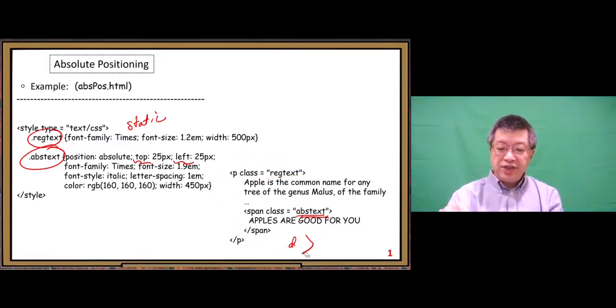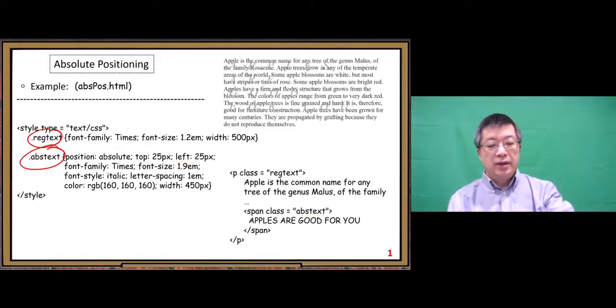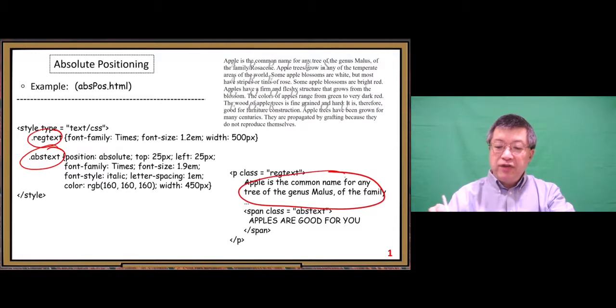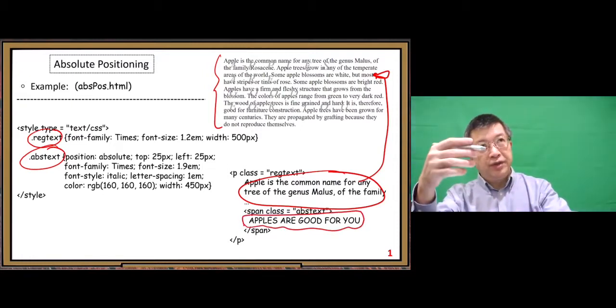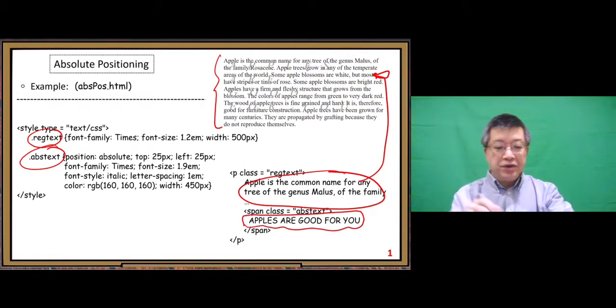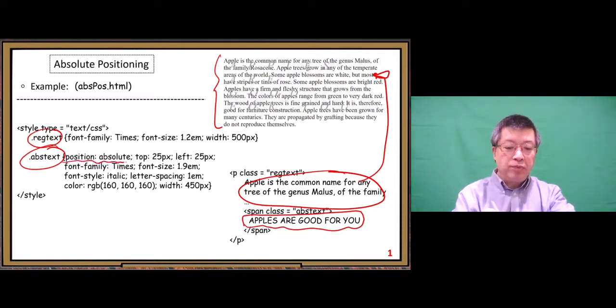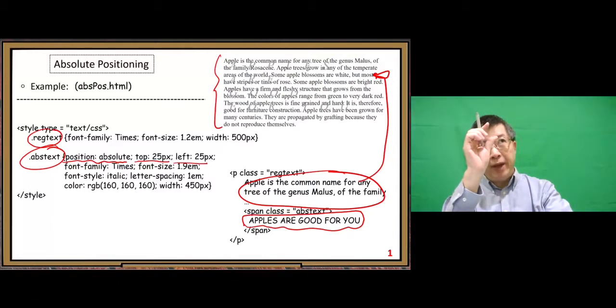Then look at the result. The result is very straightforward. The text for this part looks like the background part. Then this part overlaps on top of it, because for this part we use the absolute position property: top 25 pixels, left 25 pixels with respect to body.